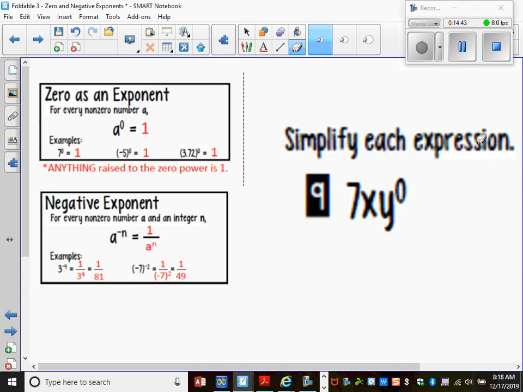So it says simplify each expression. For this one, I already know y to the 0 power is 1. So 1 times 7 will give me just 7. So you end up with 7x. This is going to be a 1 here. When you multiply 1 times 7, you get 7, and then the x stays. You can't simplify that any further. So the answer is 7x.